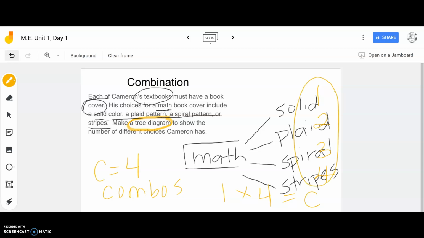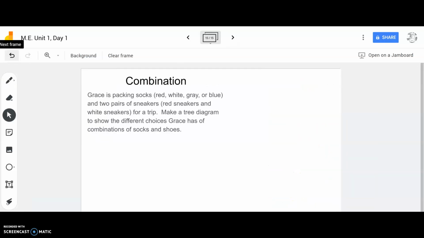There are my 4. Let's try another one that actually has more than 1 trunk. So we're at Grace packing some socks and 2 pairs of sneakers for a trip. Make a tree diagram, there's our magic new word, tree diagram, to show the different choices Grace has of her combinations for socks and shoes. So for this one, I'm noticing that I have 4 trunks because my first category of socks has 4 options.